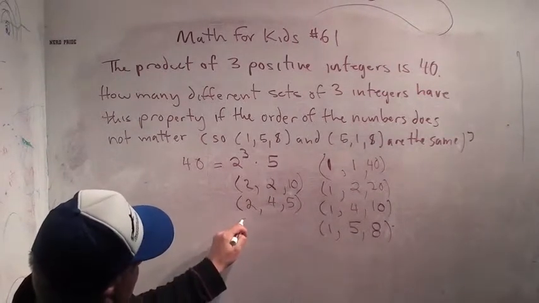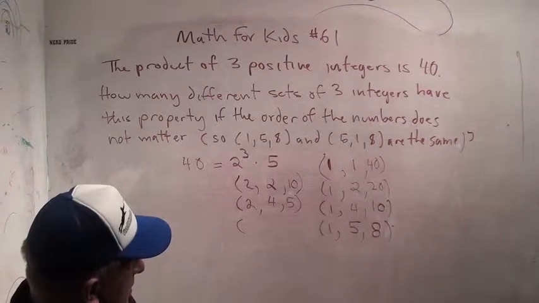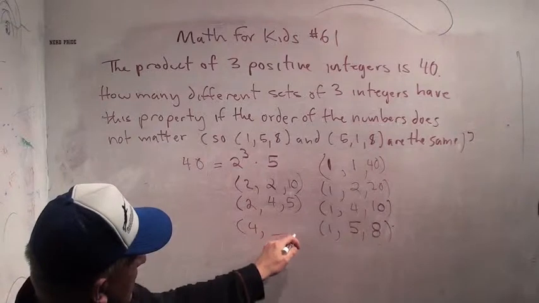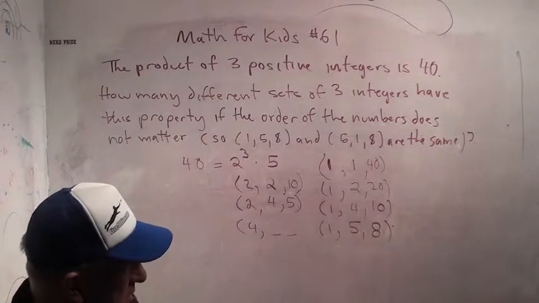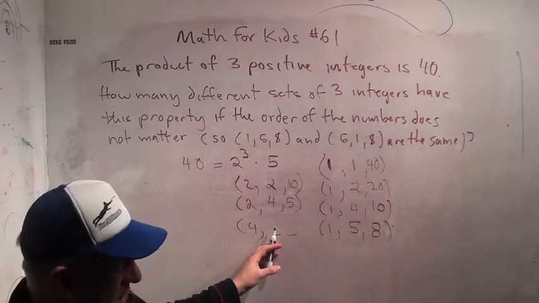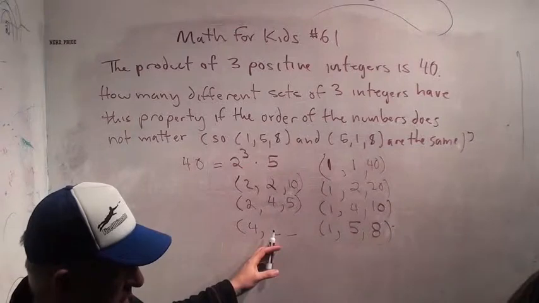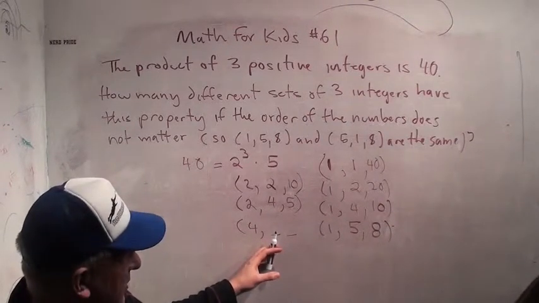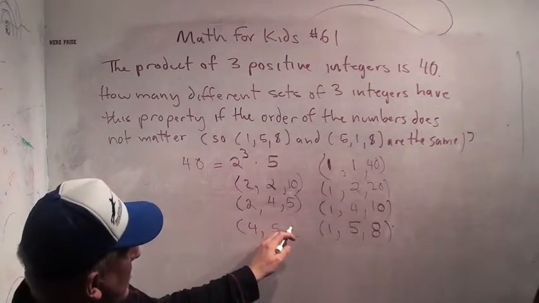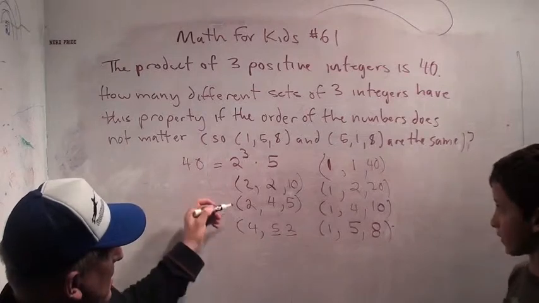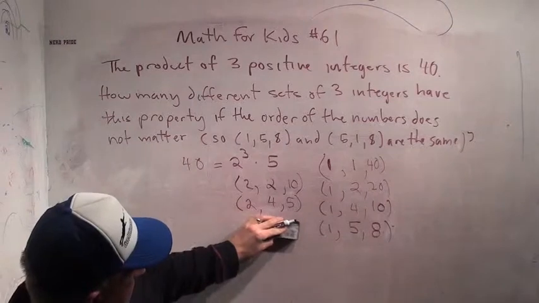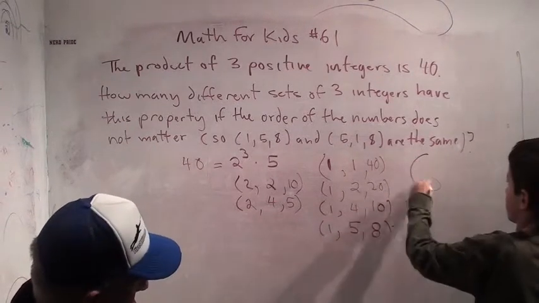Now, what's the next number I can start with? 4. What do these last two numbers have to multiply to be now? 10. Can I use a 1? No. Can I use a 2? No. Can I use a 3? No, because it doesn't go into 10. 4 doesn't go into 10. So 5 is the first one I can use. So 4, 5, 2. But we already counted that one. So now we're already repeating, which means we're done. There's 6.